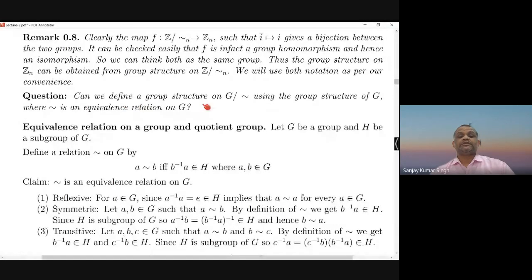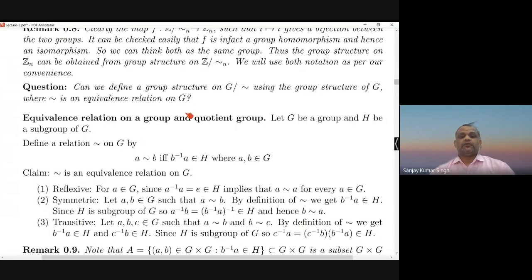So now it gives you the intuition to ask a more natural question. Can we define a group structure on G by tilde, where tilde is any equivalence relation on G? Whenever you have a group and an equivalence relation on that group, you can ask whether we can define some group structure on G by tilde. Of course we can, but you expect that this group structure comes from the group structure of G. So we will keep this question in mind and hopefully answer it in some particular case.